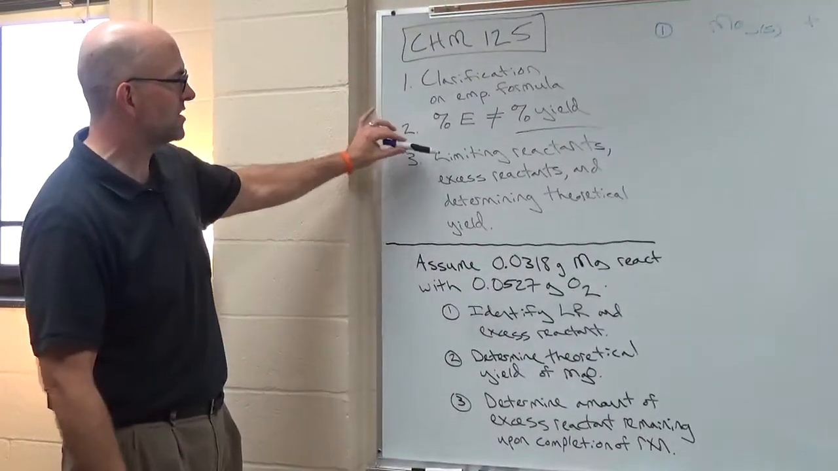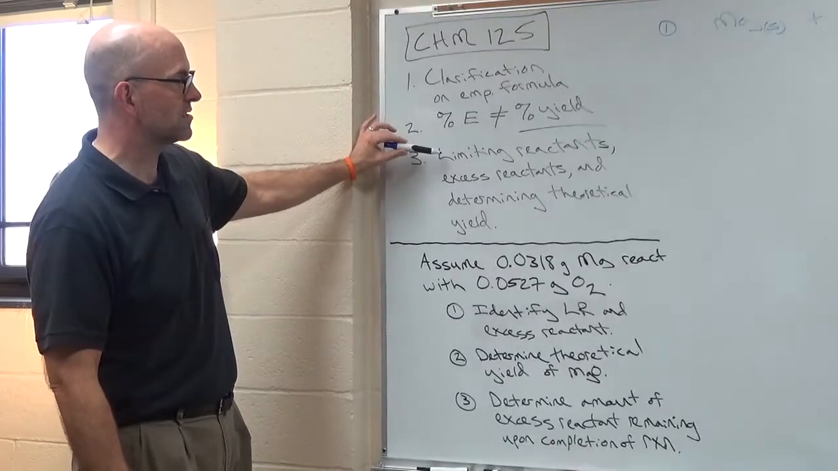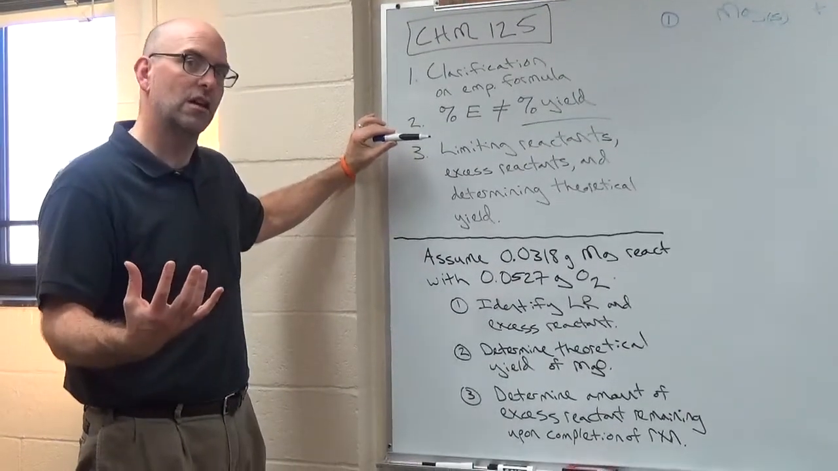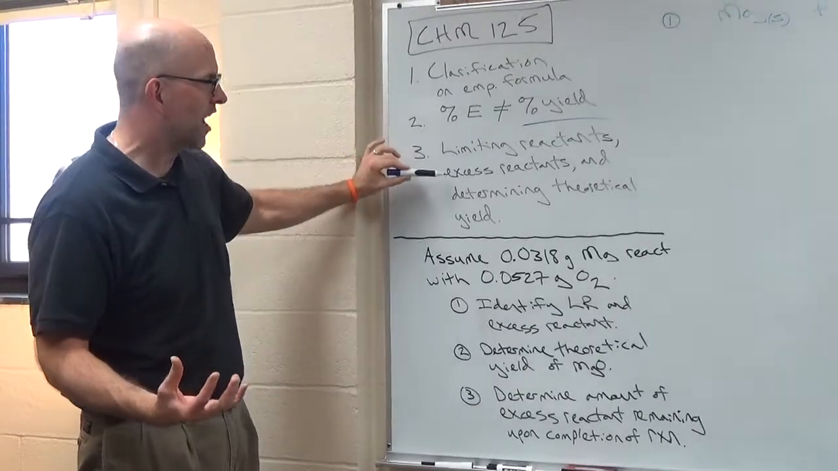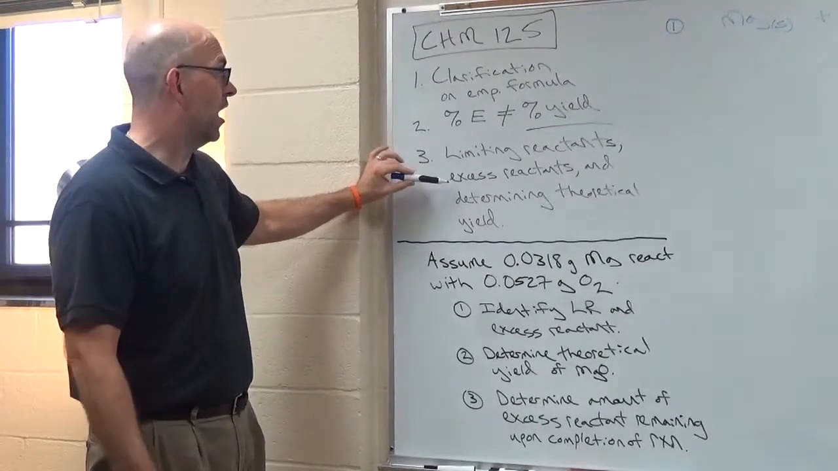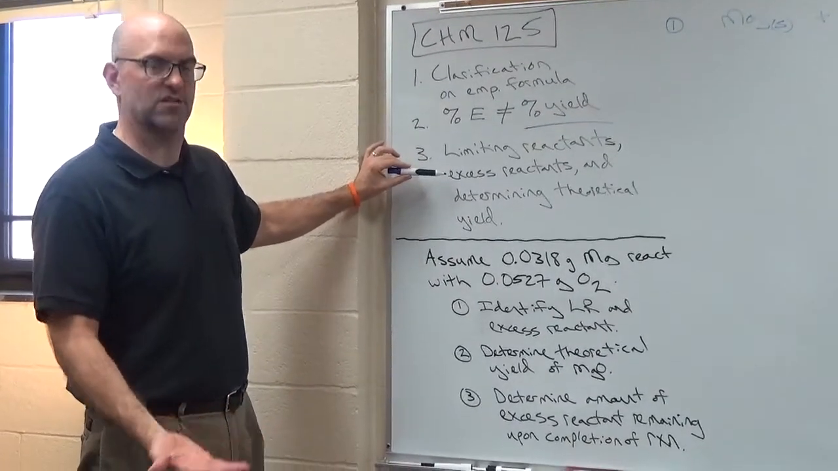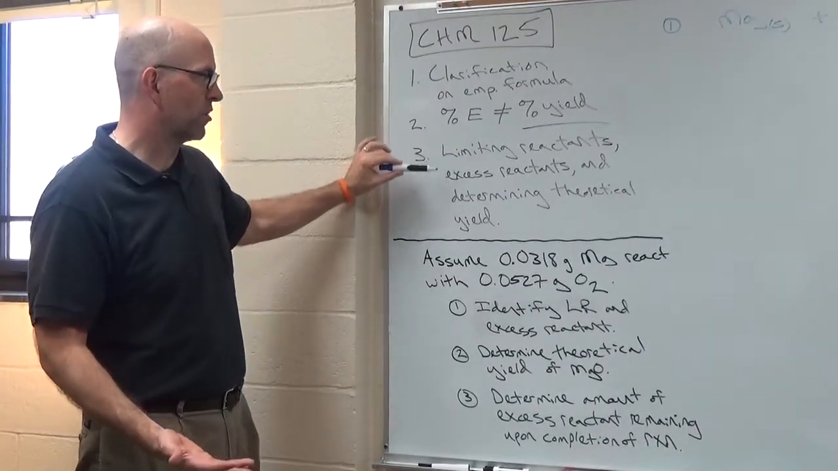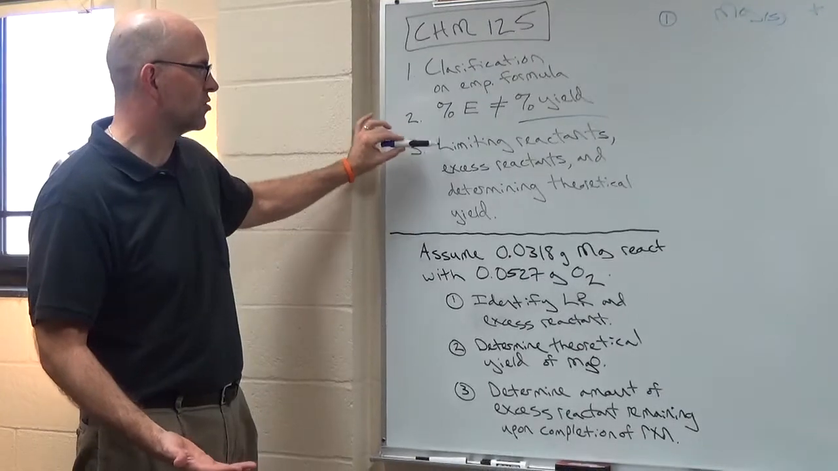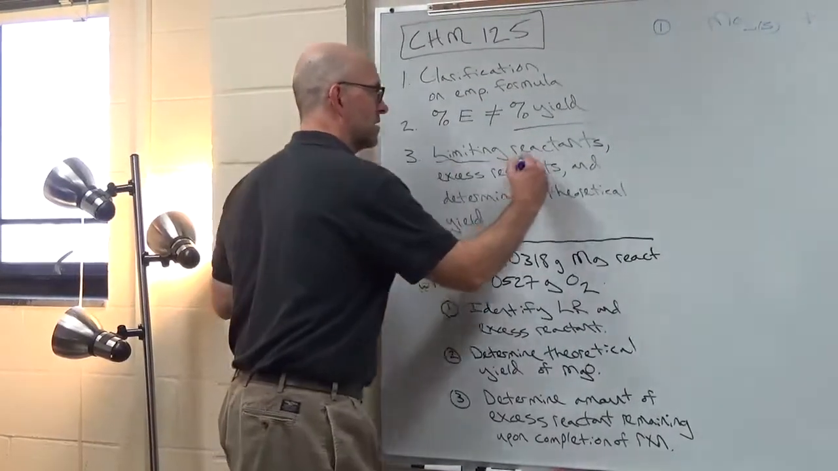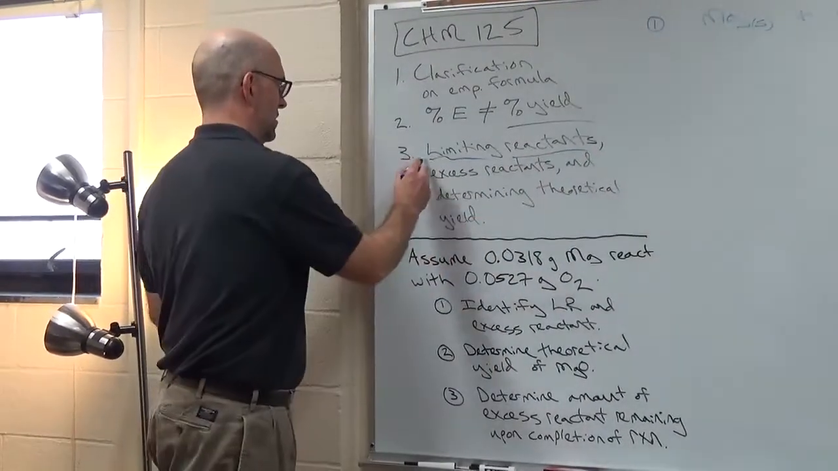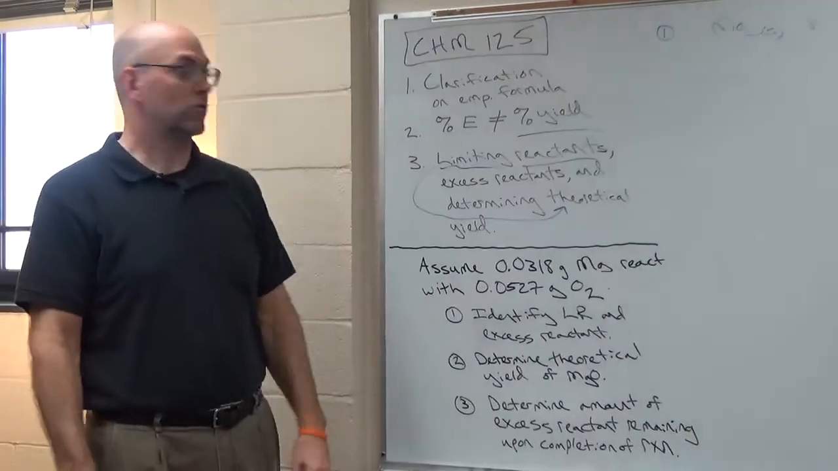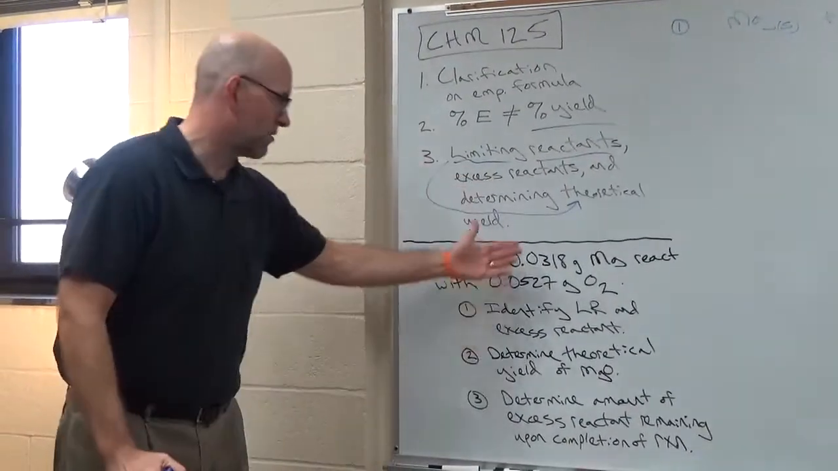If we're going to talk about limiting reactants, which is the chemical that gets used up or consumed first in a chemical reaction, well, then the other reactants, if there are any, those are excess reactants. So there's something left over when the reaction is done. We want to look at both of those, not just one. And then also using the limiting reactant, since that limits the amount that's produced, you use a limiting reactant to calculate a theoretical yield. So we're going to do this problem here today.